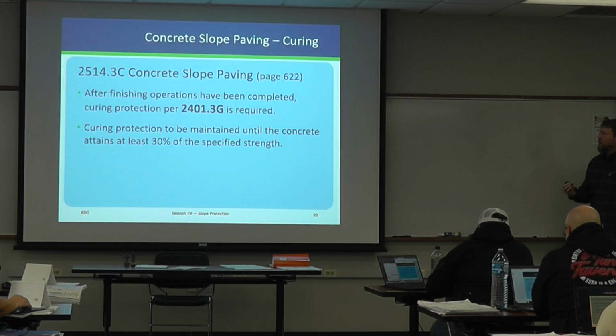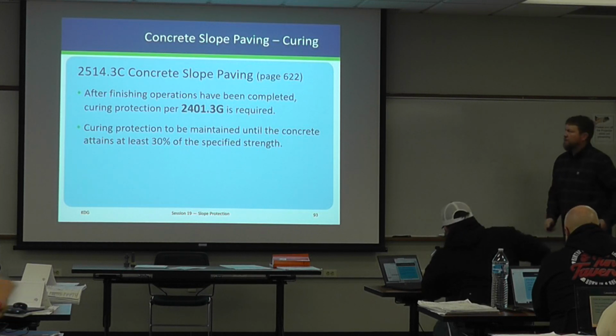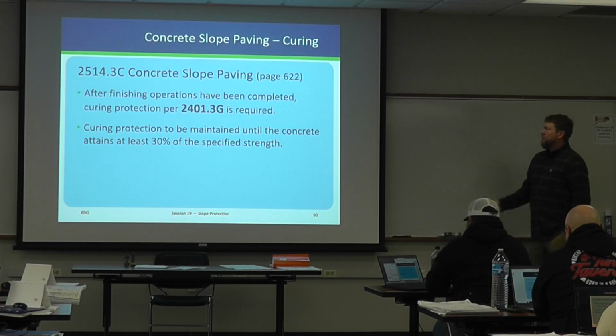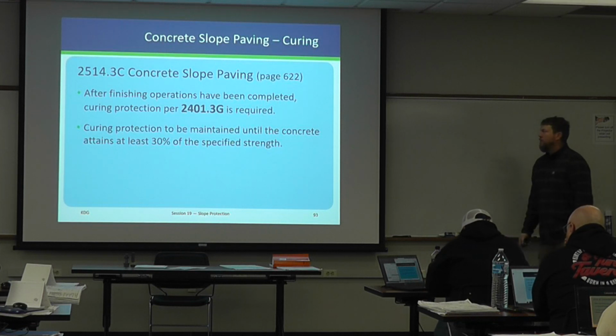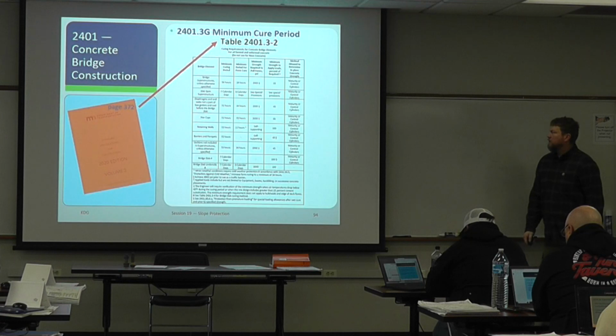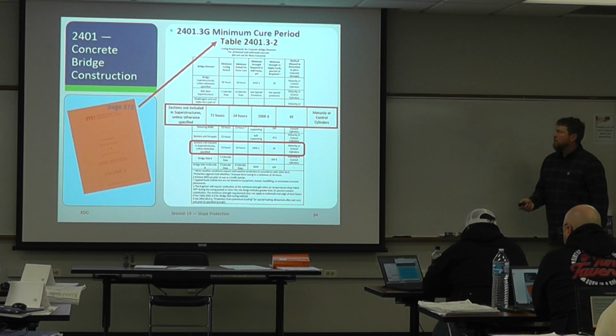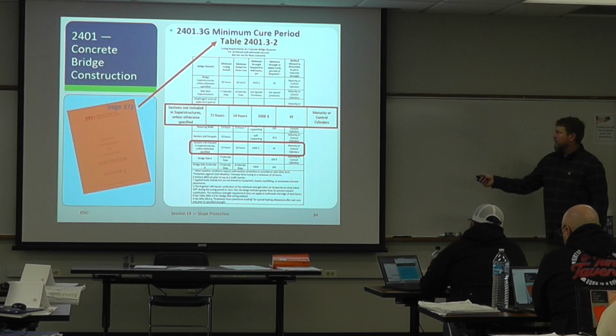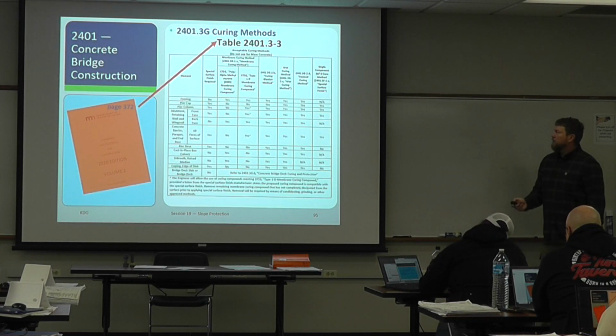So you probably heard about it with concrete. Again, concrete needs two things, moisture and temperature, so it's got to be cured per 2401 3G. And in this case, what cured is the stage of 30% specified strength. So this is that 2401 table, which you're probably familiar with through this class. This would be considered a non-superstructure. Right here, it calls out 45, but we'll talk about that in a minute.